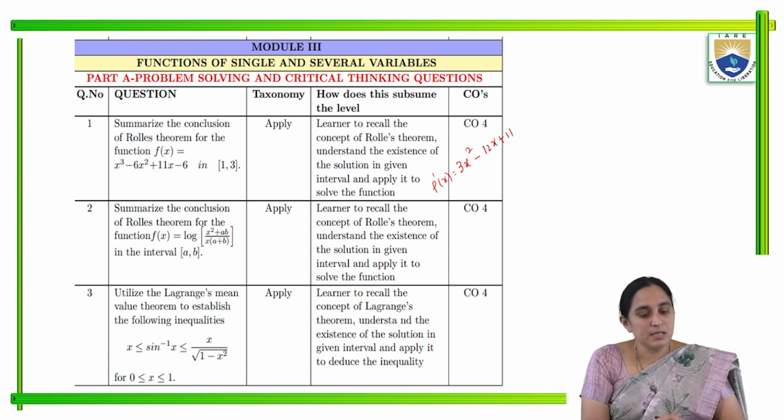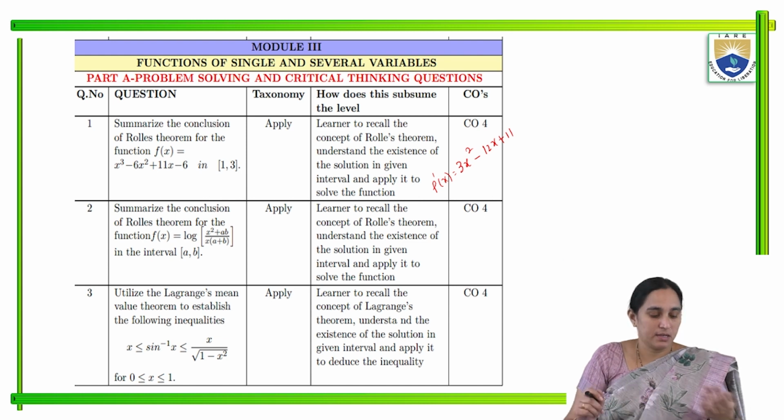Second one: summarize the conclusion of Rolle's theorem for the function f of x is equal to log of (x square plus ab) by x(a plus b). This is also the same as the first question. We have to verify the Rolle's theorem conditions, as the function here is a logarithmic function, within the interval a comma b. That is the second answer.